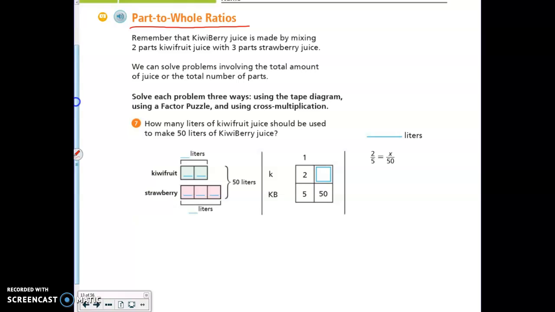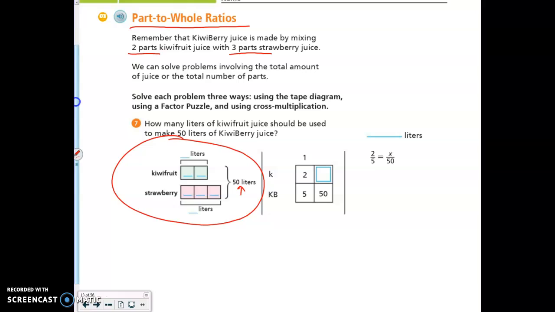We are still dealing with the same exact question we started with on that first page: 2 parts kiwi fruit, 3 parts strawberry juice. So it is the exact same ratio. Notice again, we are dealing with that right down here in our tape diagram. But you also should notice that we are identifying a different thing that was not in that first tape diagram. We are now identifying that we have a total of 50 liters there. So that's where we get to a different ratio.